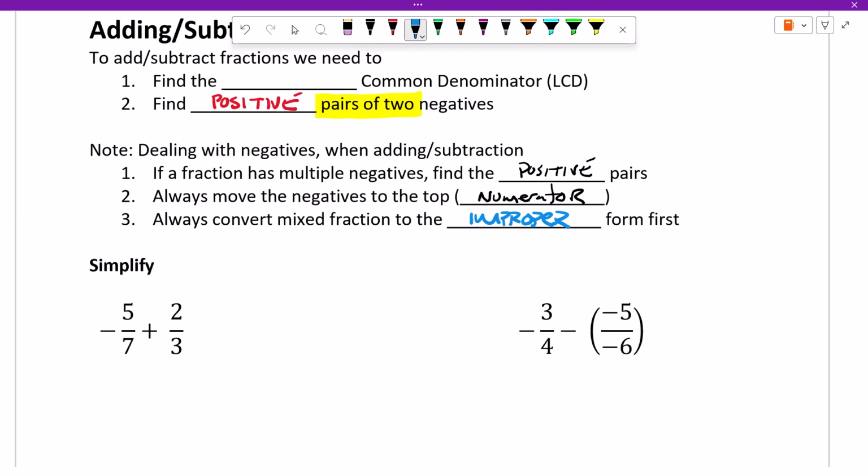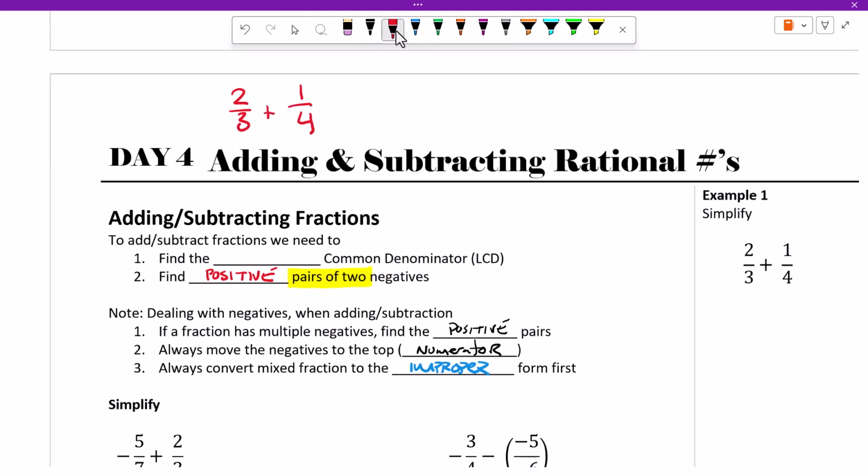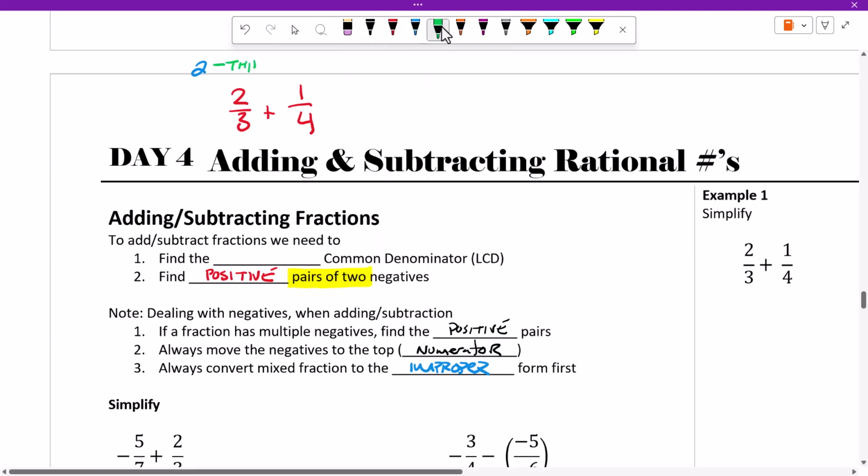All right, so when we're adding something, let's go off to the side. I'm going to write this down. You don't have to write it down, but I like to say this out loud. This fraction says I have 2/3. That's what the first fraction says. This one says I have 1/4.